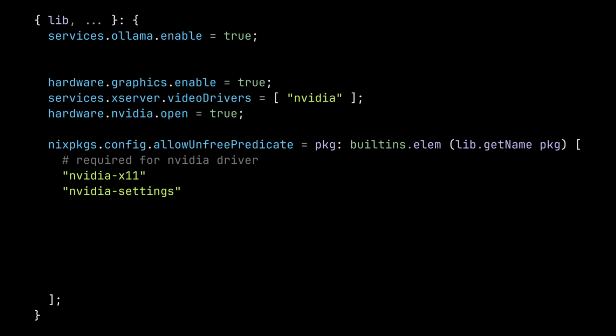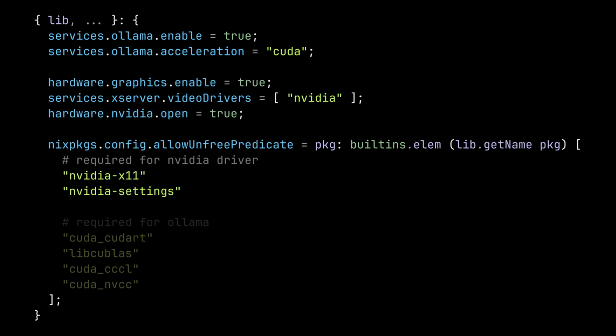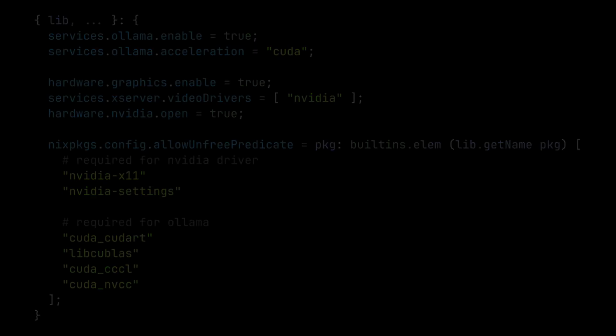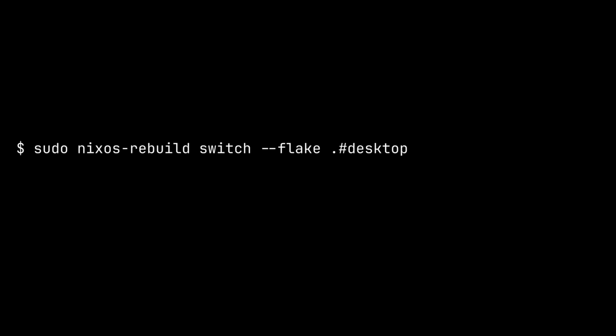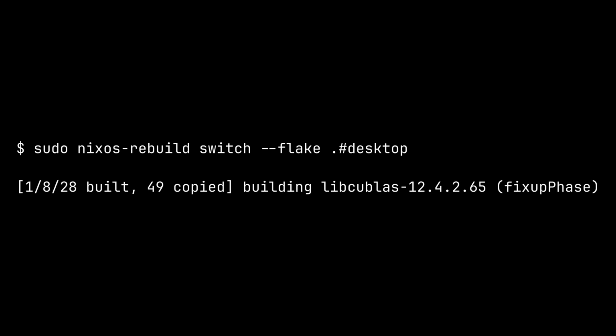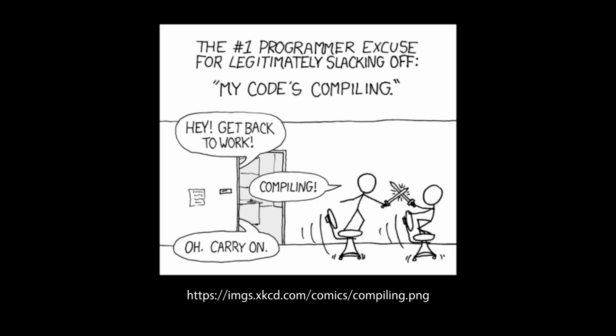Now let's enable CUDA acceleration on Ollama by setting services.ollama.acceleration to "cuda". Don't forget to allow new unfree packages that are required by this new configuration. Now, while this configuration is correct and will work as expected, when you run the nixos-rebuild command, you will see the CUDA libraries being built locally on your machine, and this process can take a long time.